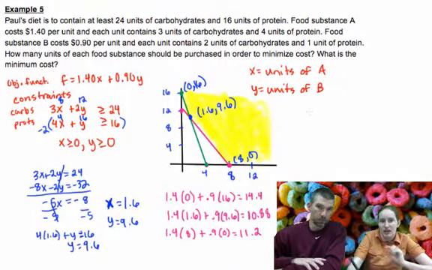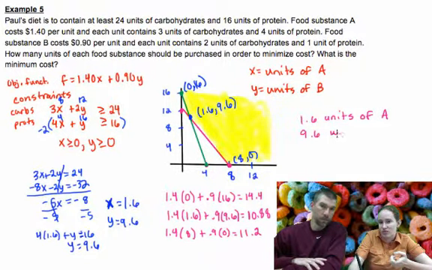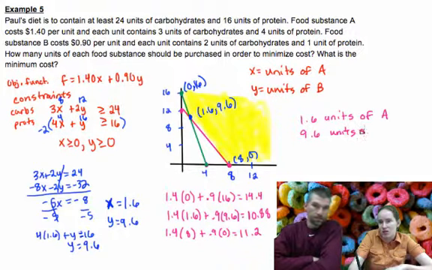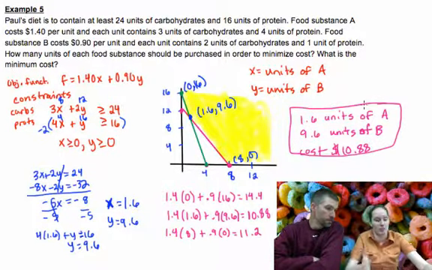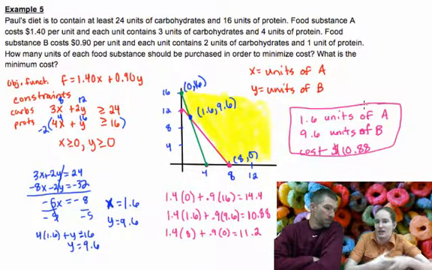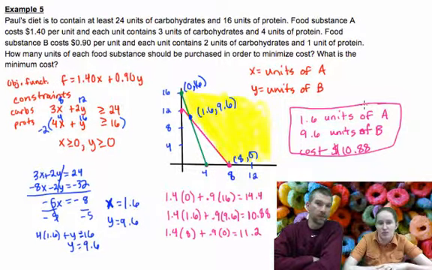So it asks us how many units of each we should purchase. We should purchase 1.6 units of A, and this is where it's helpful to have it labeled, and 9.6 units of B. And that gets us the carbs and proteins we need for our specific diet, at a cost of 10.88. Bingo. And when we're doing these problems in this section or on the test, this is the way we are expecting it to be done. You're going to have some work there.